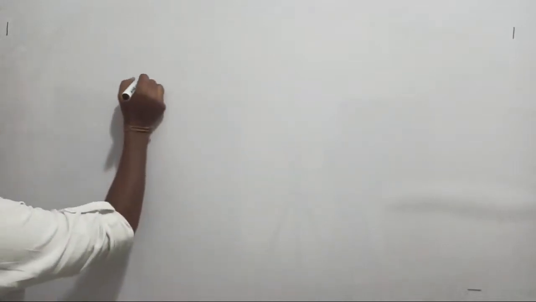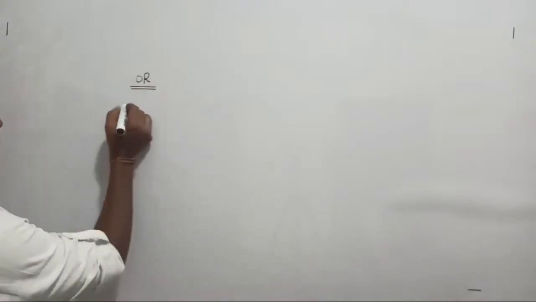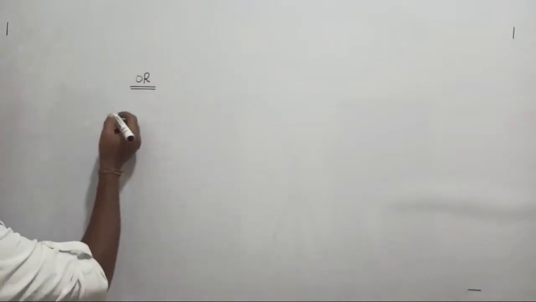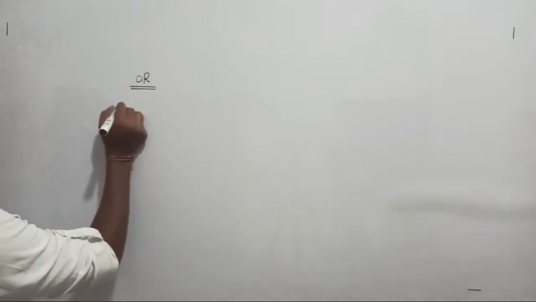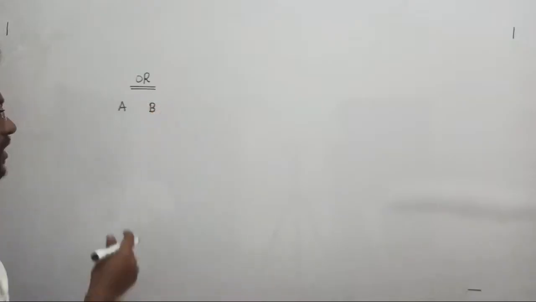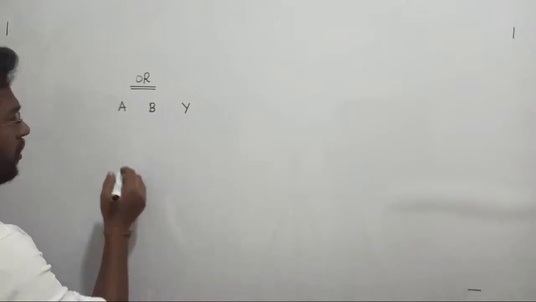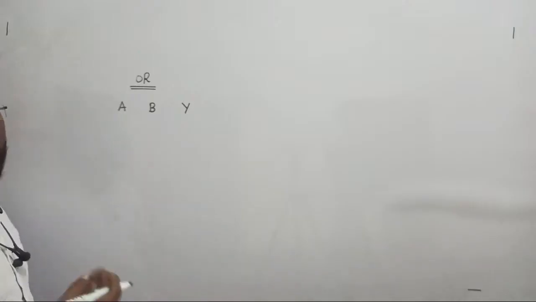Let us go ahead with the OR operation. OR operation is similar to addition. I said, when we are adding two variables, two binary variables, let us start from the beginning. If I have two variables, A and B, and I would like to get the corresponding output, that is called the OR operation.